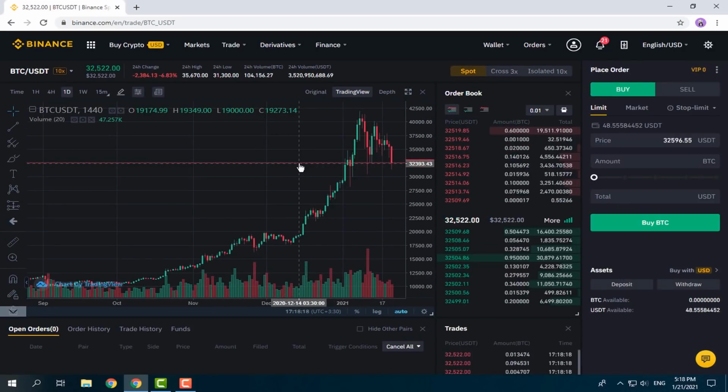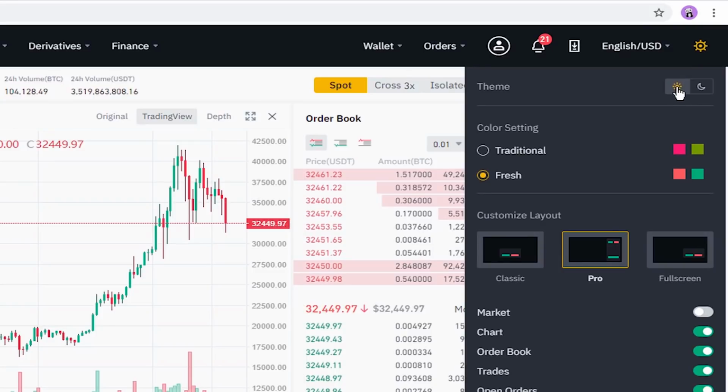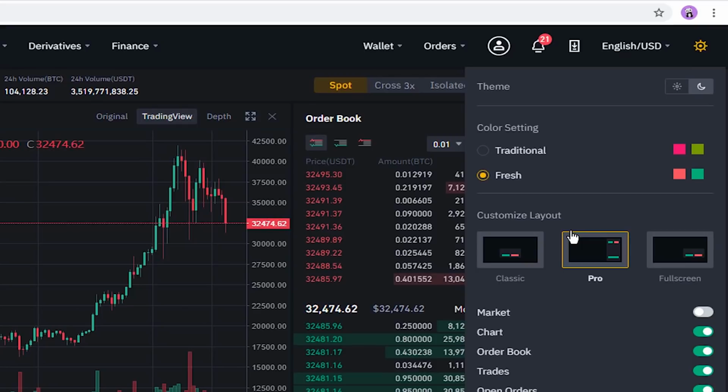All right, here we go. We are in the exchange now. First, let me show you the difference between classic and advanced. Here in the top right of the window, we have the setting button. Here you can switch between light or dark mode, as you can see. And here you can change the red and green color into traditional or fresh. We keep it fresh. And here you can customize the layout of the window, which is actually the classic or advanced that was labeled on the homepage.